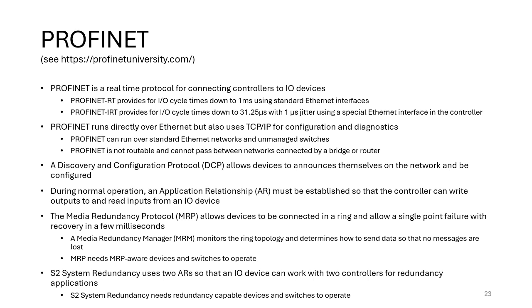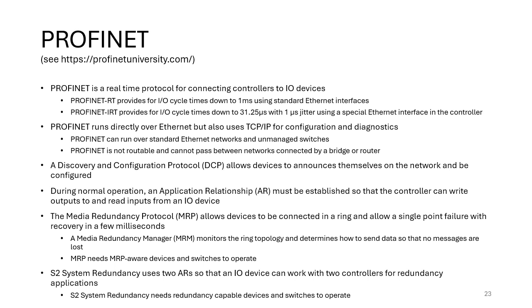PROFINET is a real-time protocol, and it's implemented in two different formats. There's PROFINET RT, which is real-time, and this provides for I/O cycle times down to 1 millisecond using standard Ethernet. So with standard Ethernet, you can have I/O devices such as discrete or analog inputs and outputs connected to your PLC, and you can configure the cycle time at 1 or 2 or 4 or 8 or 16 or so on milliseconds, and it will give you very good response using the PROFINET protocol running over the top of Ethernet.